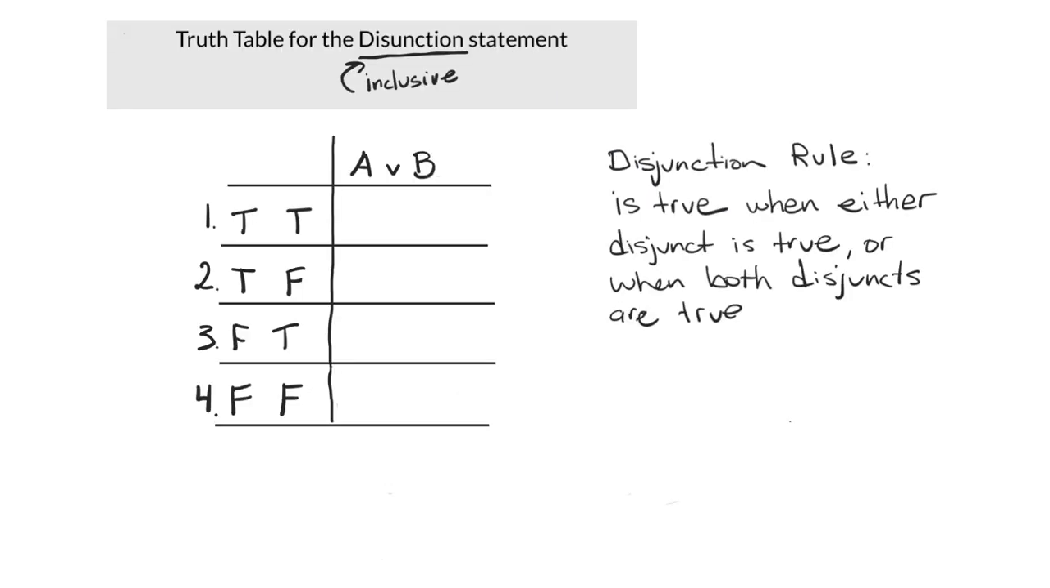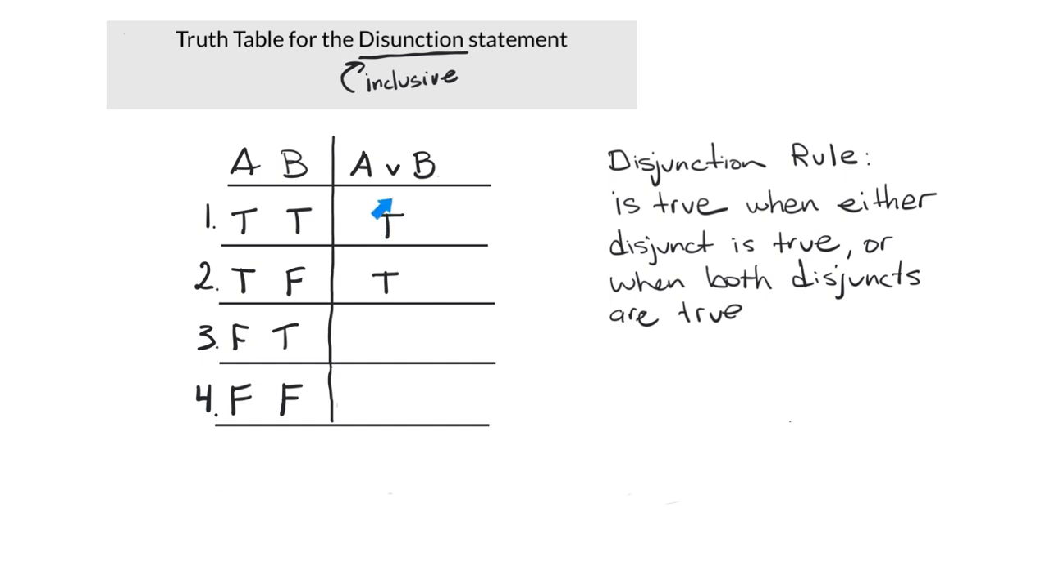So now with our rule understood, we can start plugging in the truth values for A and B into the disjunction. So in row 1, A is true and B is true. Well, then the disjunction is going to be true because it says either one is true or both. Row 2, A is true and B is false. Well, we just need one side or one disjunct to be true. So in row 2, the whole disjunction is true.